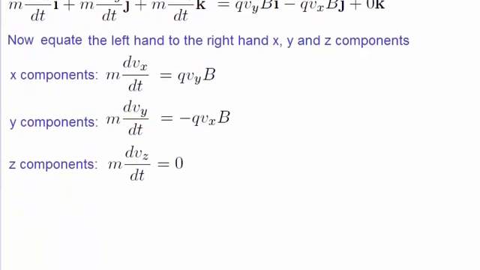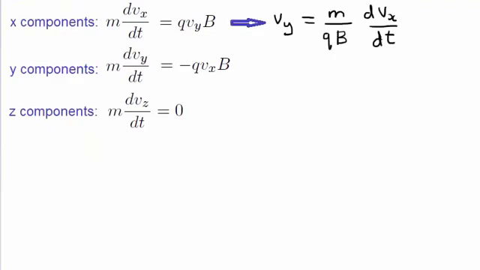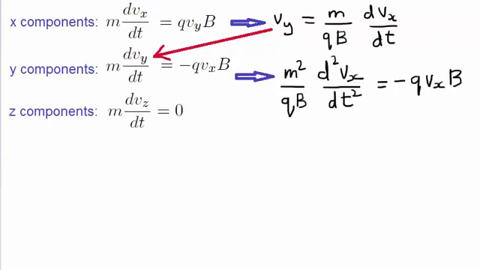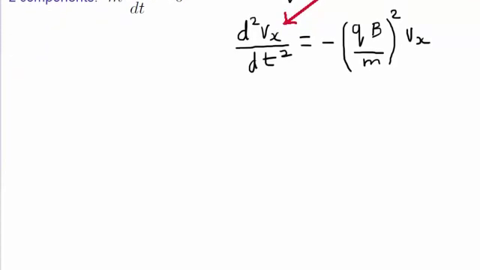Now let's rearrange the top equation so that we make Vy the subject, and we substitute this into the y component. That means we now end up with a second order differential equation in Vx. So let's rearrange this resulting expression into the following, where the second order derivative is now on the left-hand side by itself. We can carry out the same procedure for the y component.